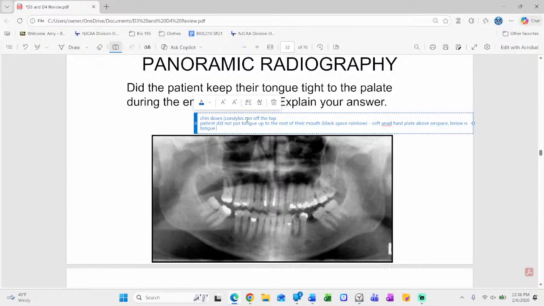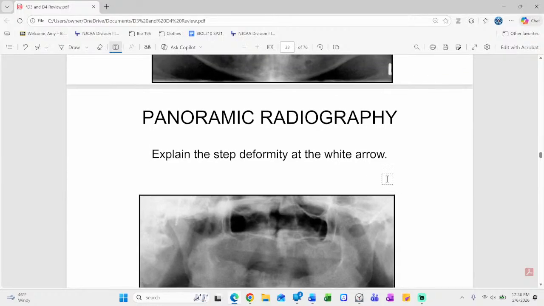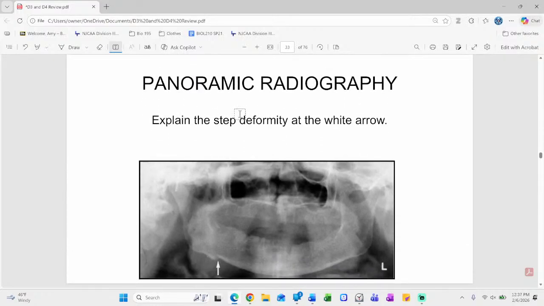What's going on at this step deformity? Patient moved, because you remember a pan is collected a vertical segment at a time. Starts at the patient's left and builds across the jaw then to the right side. So if the patient happened to move, maybe it bumped their shoulder, they moved, and then they came and settled back down again. Because it also looks like a fracture perhaps, but we have to be sure that it wasn't technique.